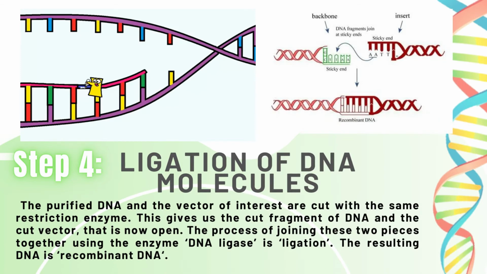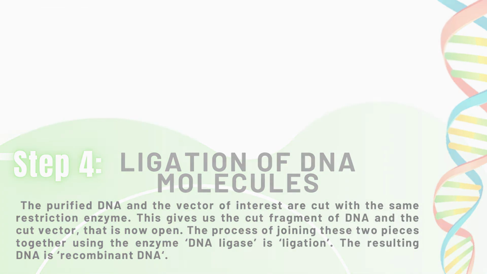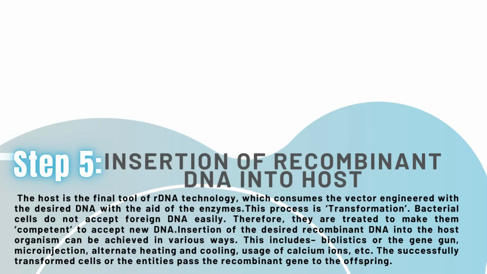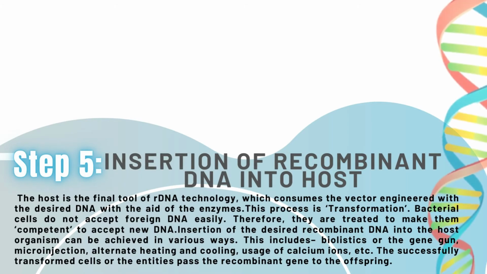The purified DNA and the vector of interest are cut with the same restriction enzyme. This gives us the cut fragment of DNA and the cut vector that is now open. The process of joining these two pieces together using the enzyme DNA ligase is ligation. The resulting DNA is recombinant DNA. The next and final step is the insertion of recombinant DNA into the host.